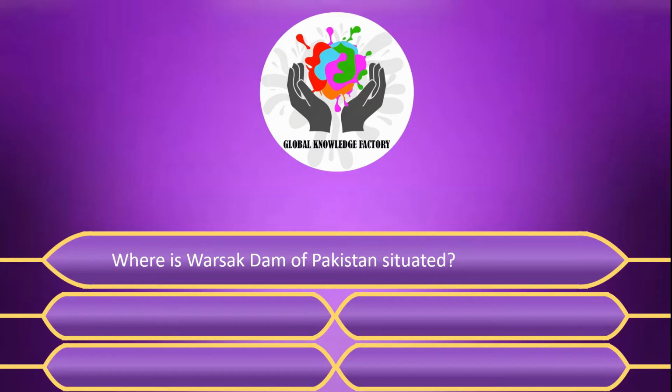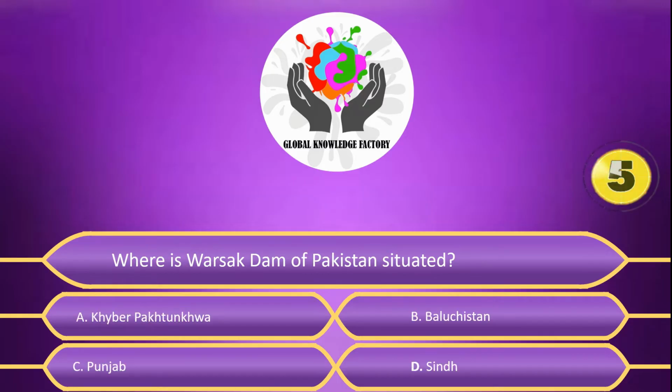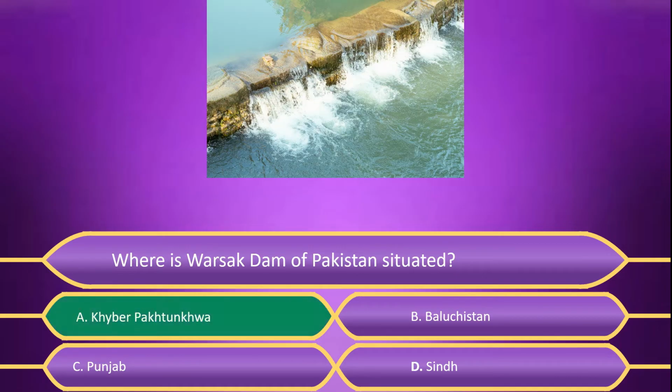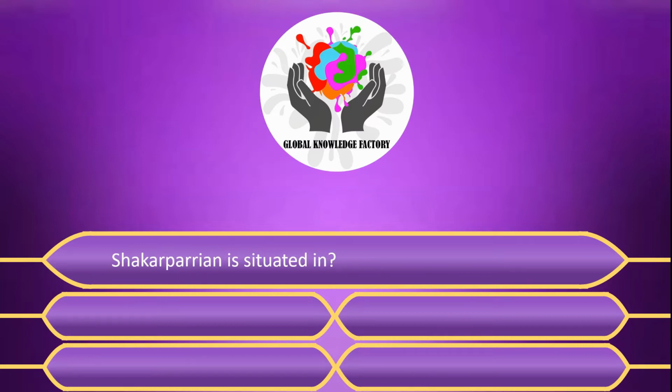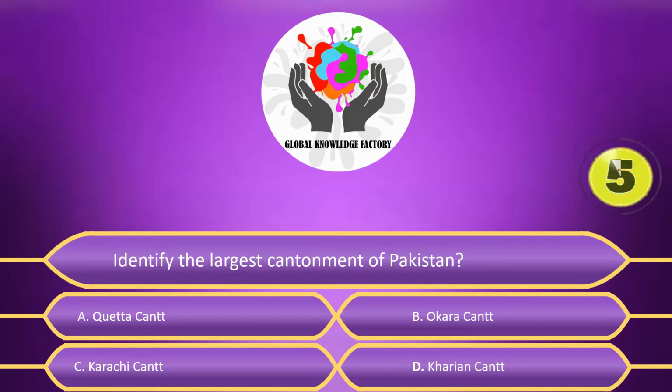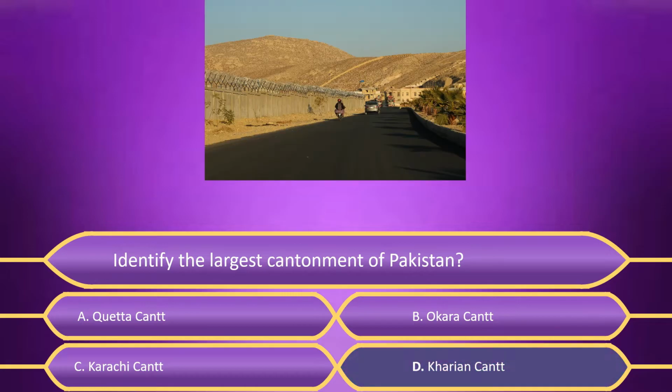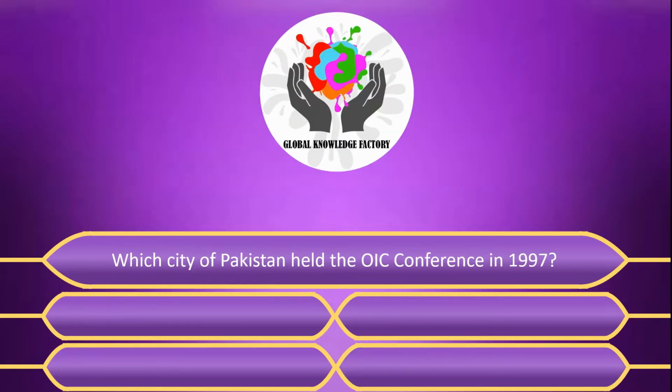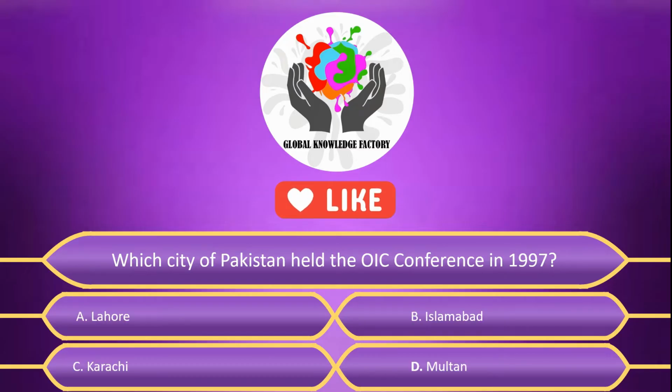Where is the Warsak Dam of Pakistan situated? Answer is Khyber Pakhtunkhwa. Shakarparian is situated in? Answer is Islamabad. Identify the largest cantonment of Pakistan. Answer is Kharian Cantt. Which city of Pakistan held the OIC conference in 1997?